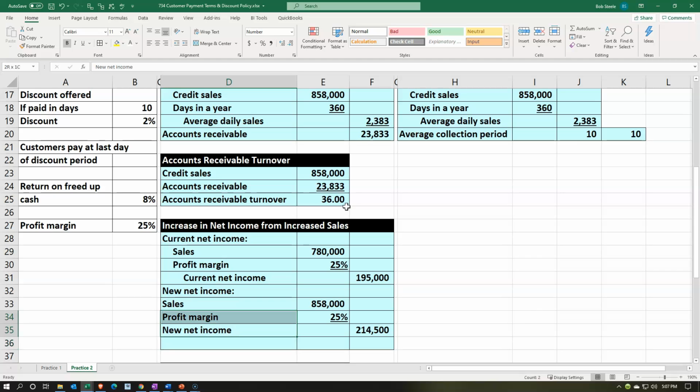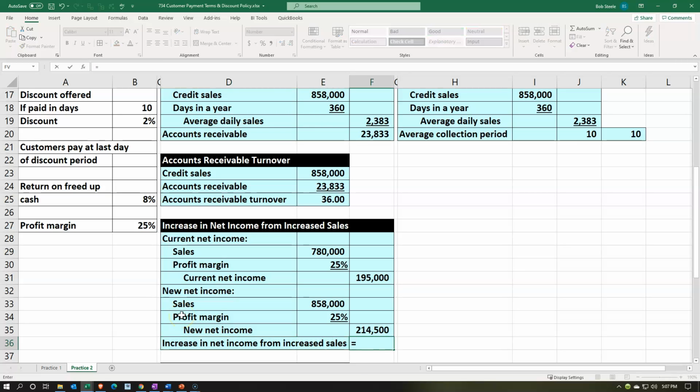Let's format these, selecting these three cells. Home tab, alignment, increase the indenting. And then we're going to go to the new net income. Home tab, alignment, increase the indenting. And then we're going to call it the increase. Increase in net income from the increase in the sales is going to be equal to, I'm going to take the bottom number, the 2145 minus the top number, the 195, and that's going to give us our change. The bottom line of the income statement we think is going to go up basically by that 19,500.